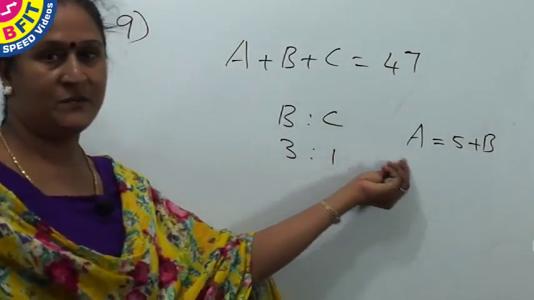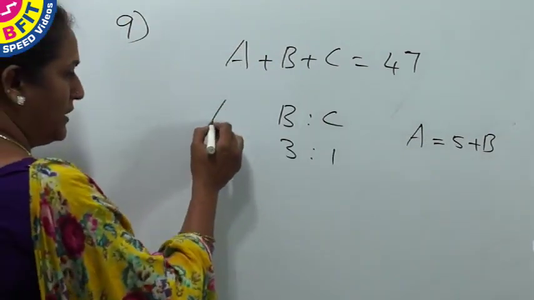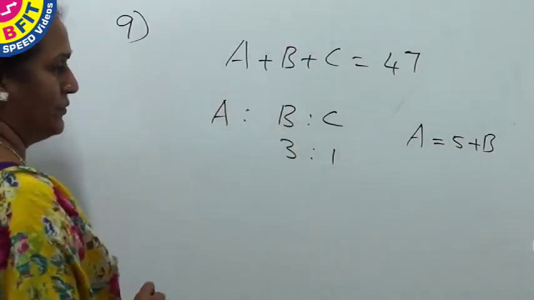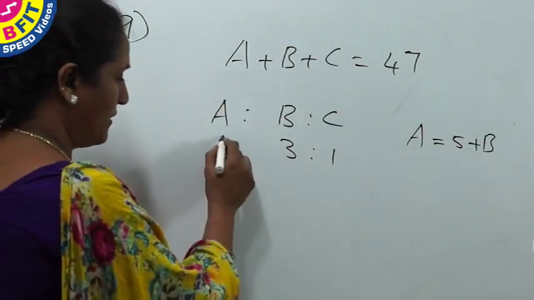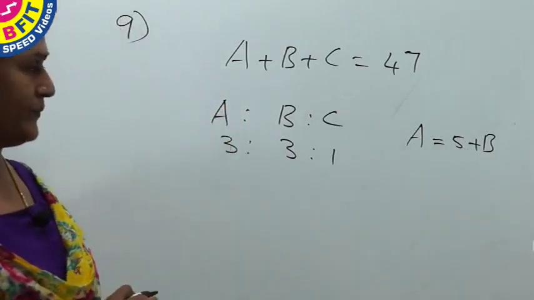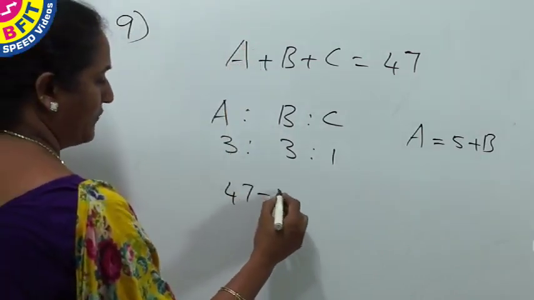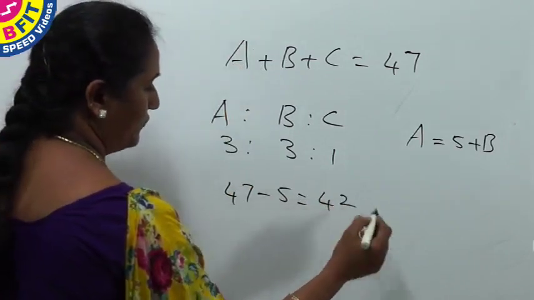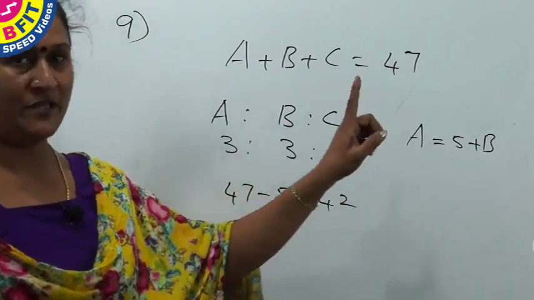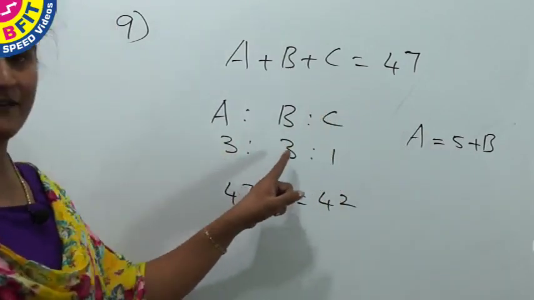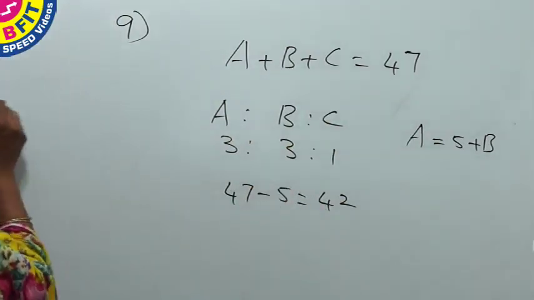Now we introduce this person also into this ratio. So we have two ratios, and combining A, the third person, in this single ratio, as A is compared with B, write the same parts as for B. Now from this total sum, we subtract 5, which is equal to 42. Because we have reduced A's age to equal B's age and written the same parts as for B, the sum of the three persons' ages is now 42.